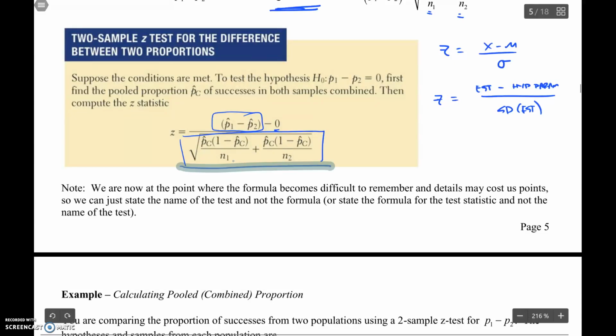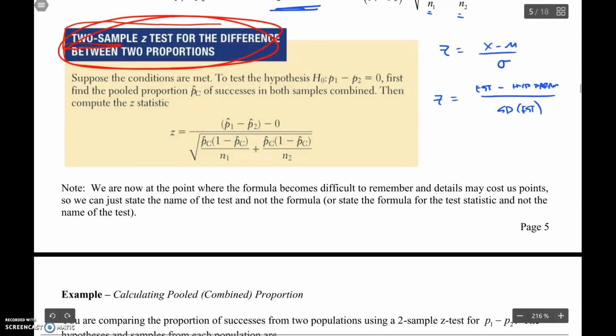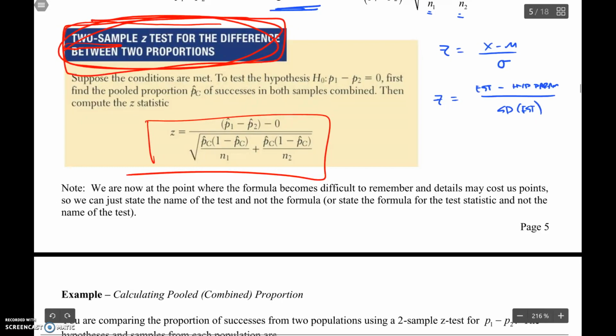Note, we are now at the point where the formula is becoming kind of too difficult to remember, and with the details, the hats, the sub c's, there's just a lot of different things that you can mess up. You should be able to do it, but on the AP test, you either have to give the proper name or a proper formula. Because the name is probably easier to come up with than the formula, I'm going to recommend let's just go with the name.